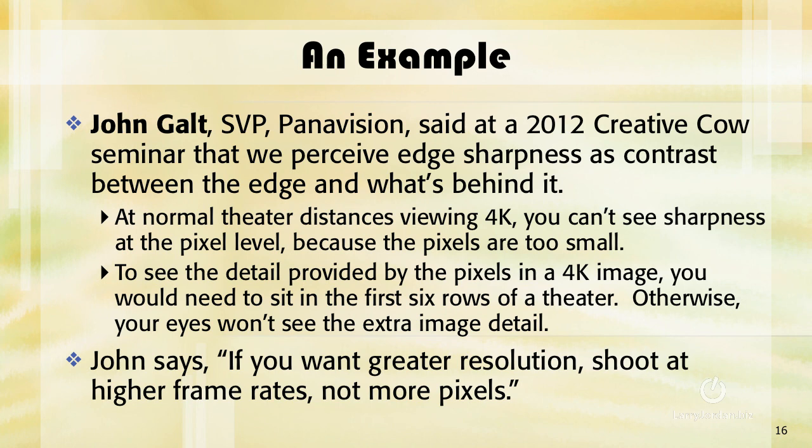Do an experiment. Shoot something at 60 frames a second, which is where I shoot my material, versus shooting at 24. Look how much crisper it looks. Now shoot at a lower resolution and a slower frame rate, and a higher resolution at a slower frame rate. Notice that that crispness does not translate to the extra pixels.